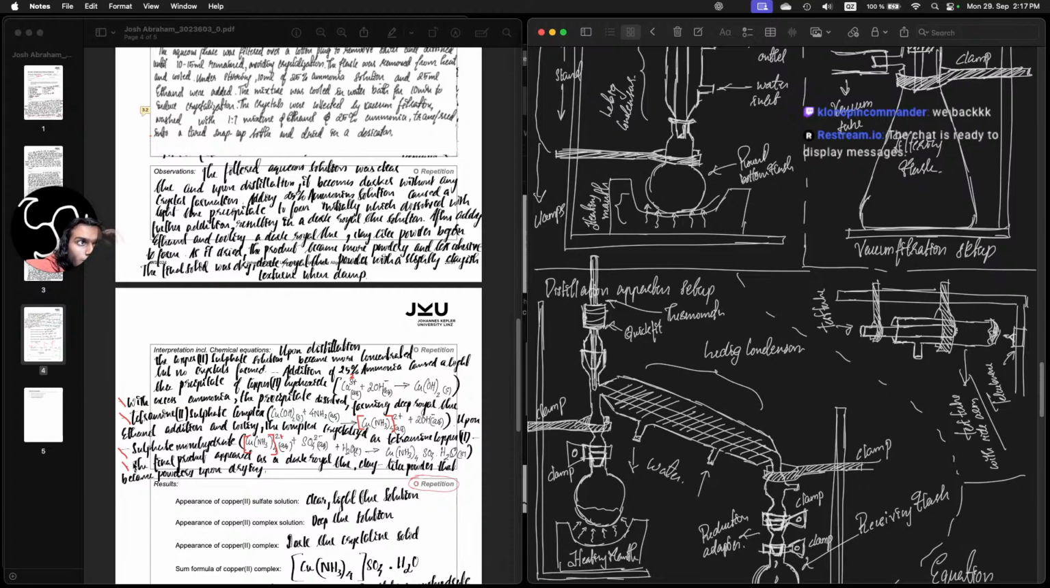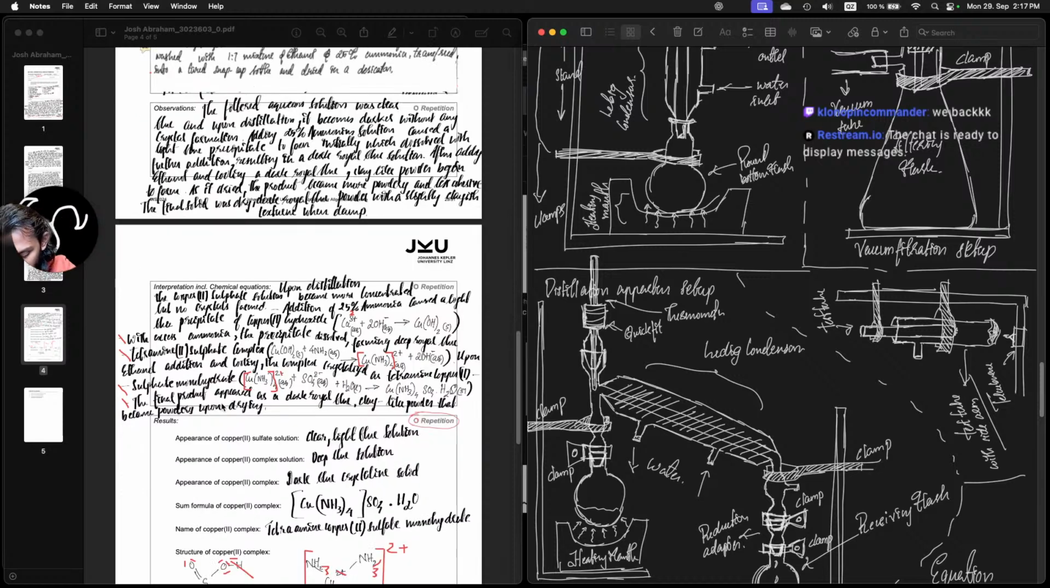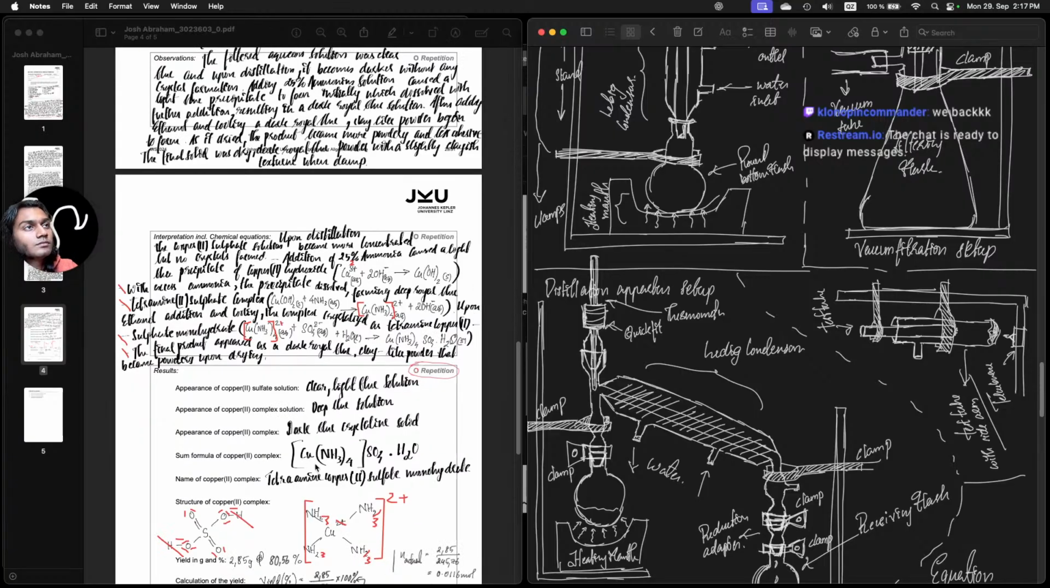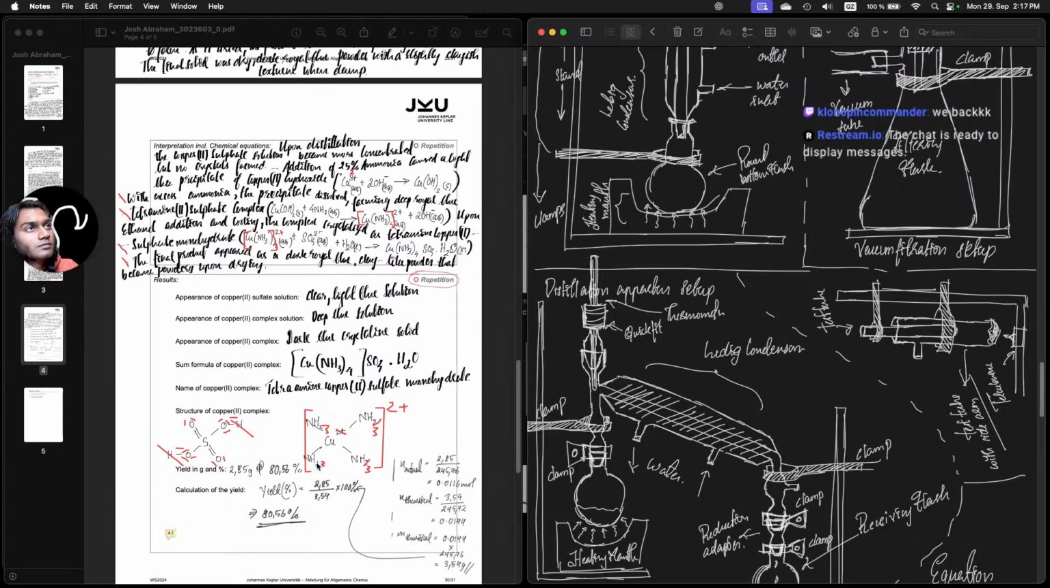Cu(NH3)4 SO4·H2O. The final product appeared as a dark royal blue clay-like powder that becomes powdery upon drying. I don't know that for sure, but I guess it becomes powdery. Clear light blue solution, deep blue solution, dark blue crystalline solid.